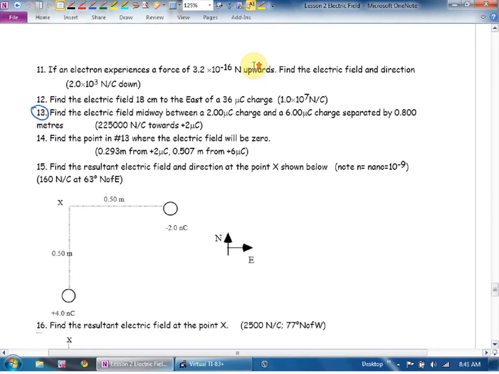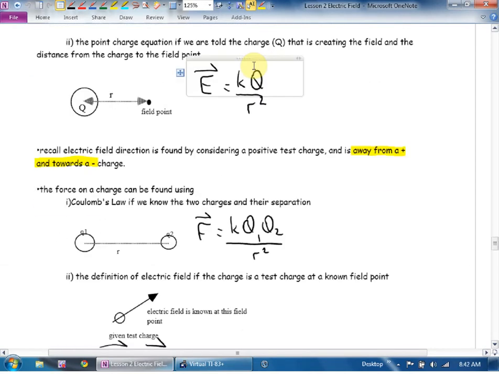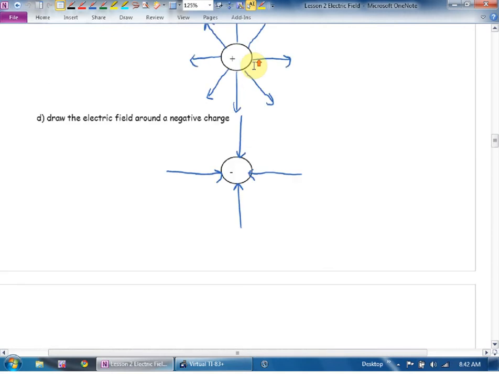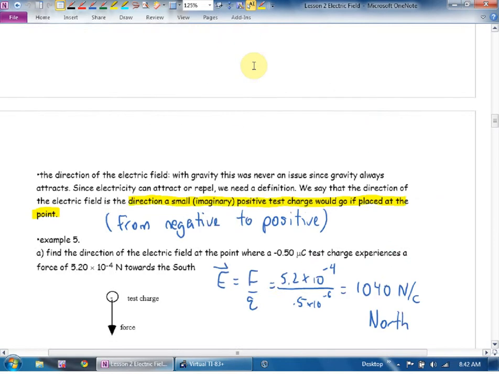Does anybody remember how we decided the direction of the electric field? We asked, which way will a positive want to move if it could? That's not on your sheet. You'll have to memorize that, and you better believe I'll have a bunch of direction questions to ask you on your test.